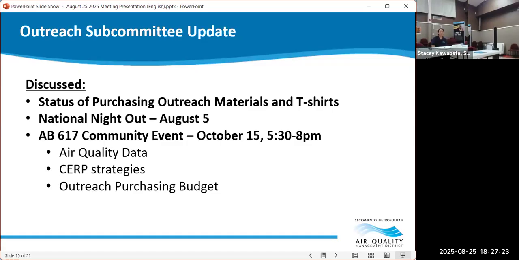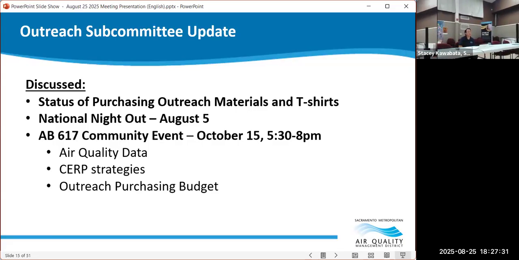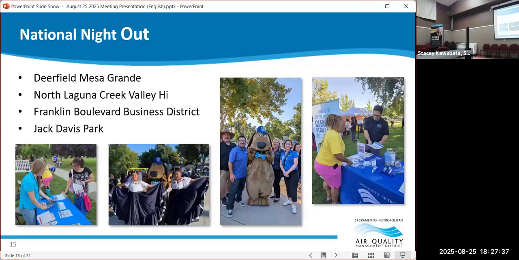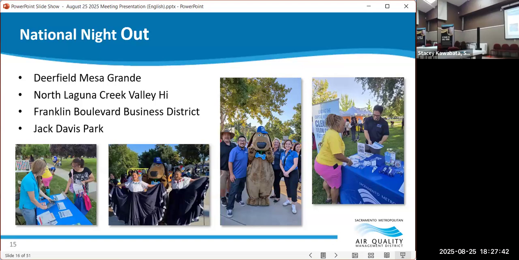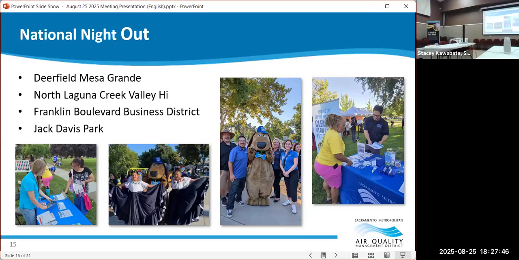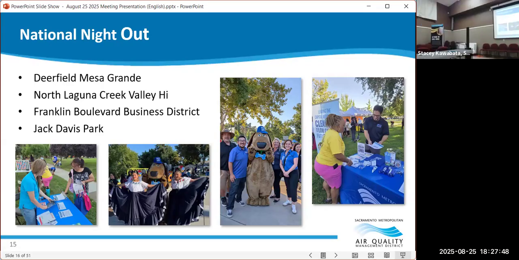Then also, we did have the outreach subcommittee. We had a few members go out to the National Night Out, which took place on August the 5th. And in addition, this took place at Deerfield Mesa Grande. We had attendance at North Laguna Creek Valley High, Franklin Boulevard Business District, as well as Jack Davis Park.